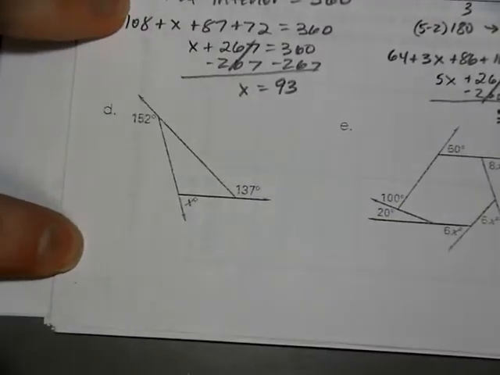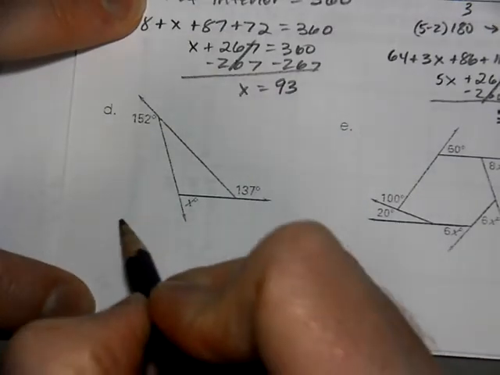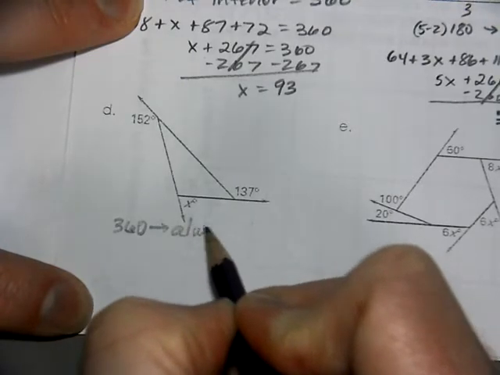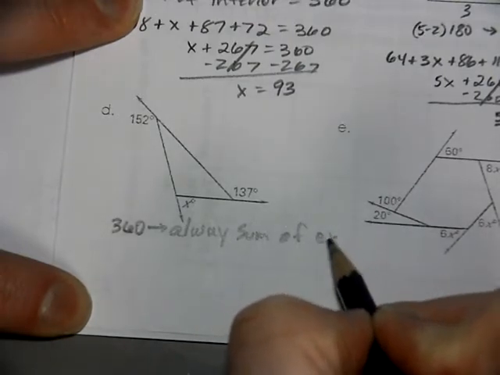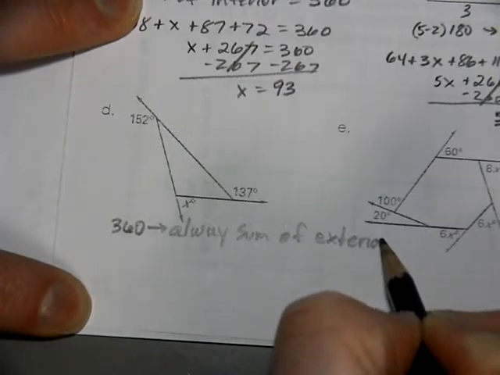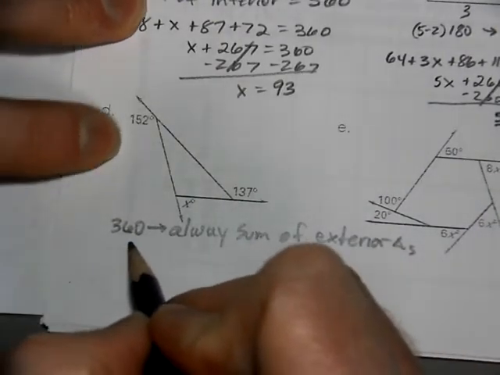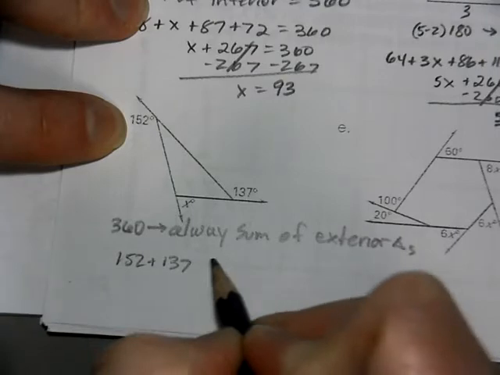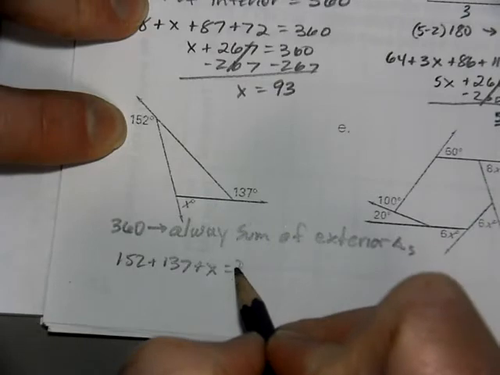What do you see is different about this shape? The angles that they're giving us are on the outside. So we know that 360 is always the sum of exterior angles. 360 is always that sum. So we're going to say that 152 plus 137 plus x equals 360.